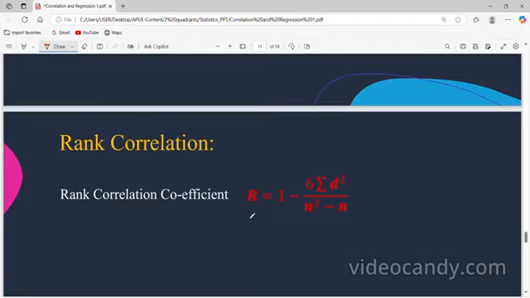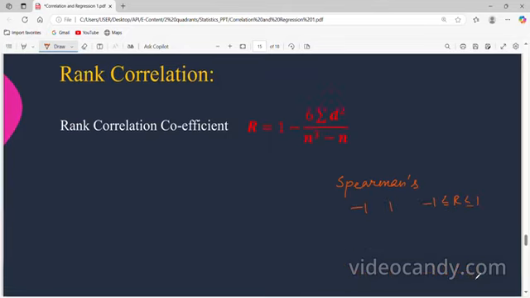is r equal to 1 minus 6 summation d square divided by n cube minus n, where d is the difference of the ranks of an individual in the two characters and n is the number of individuals. This formula of rank correlation r is also known as Spearman's formula, and it can be proved that the rank correlation coefficient lies between -1 and +1. We can write -1 less than or equal to r less than or equal to 1.